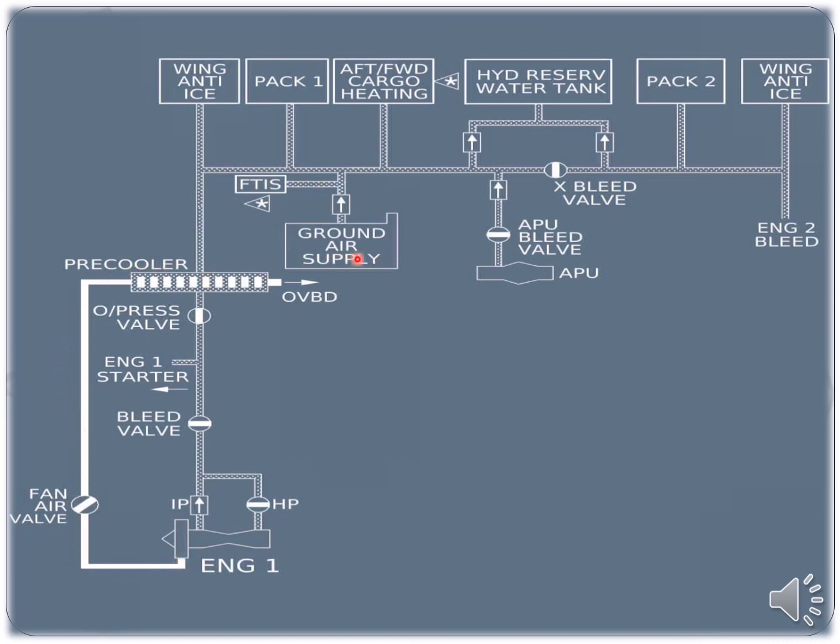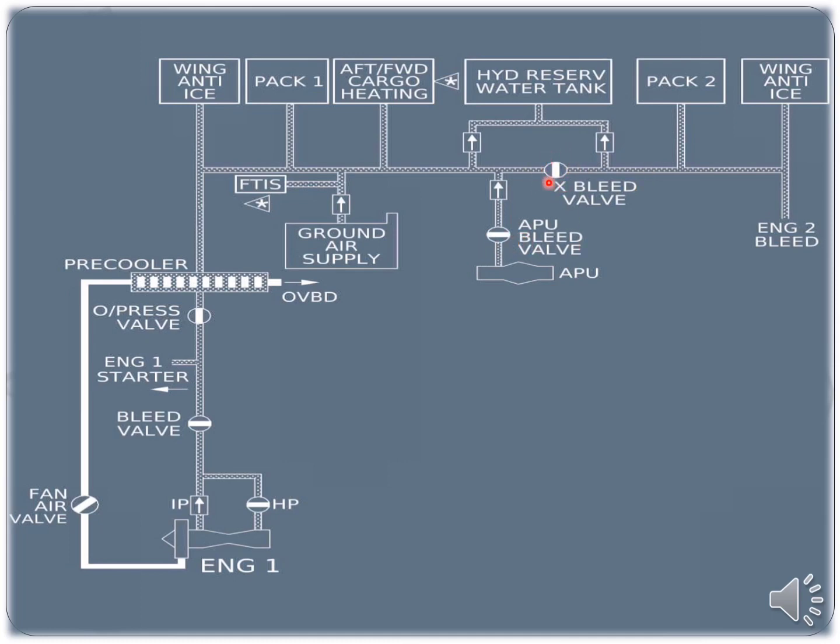Next you can see here the ground air supply. This arrow is a non-return valve. The air can supply towards here, and the APU also, you can see here a non-return valve, and likewise for the IP compressor, you can also see a non-return valve. Here is the APU bleed air valve, and this is the cross bleed air valve.